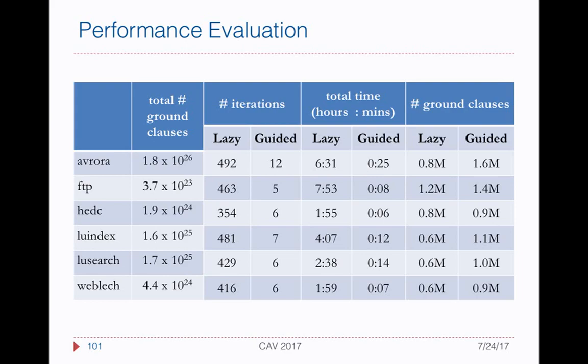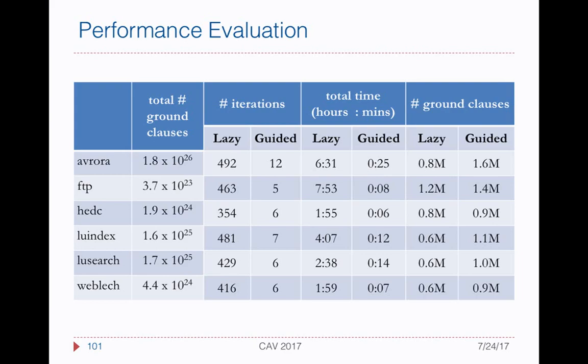Now, if you use the fully lazy approach, which has no knowledge of Horn constraints, then it can take a long while for this loop to converge, right? But it does converge, and it does ground a small fraction, up to 1.2 million of these 10 to the power 26 constraints. So indeed, it is keeping the work set reasonably small.